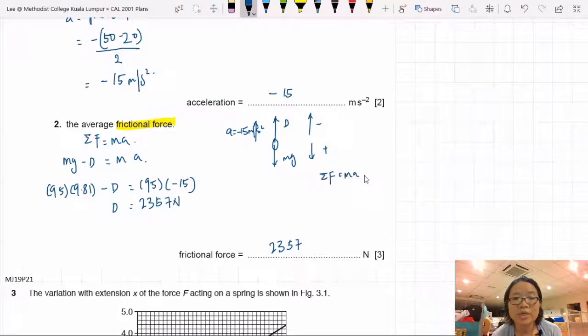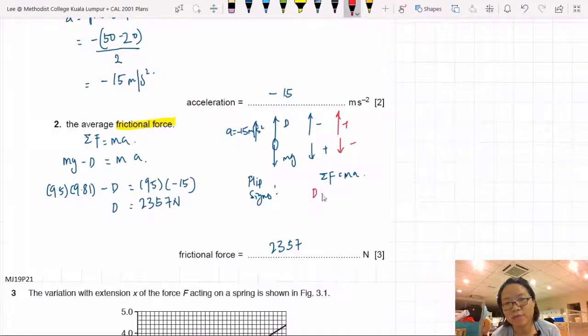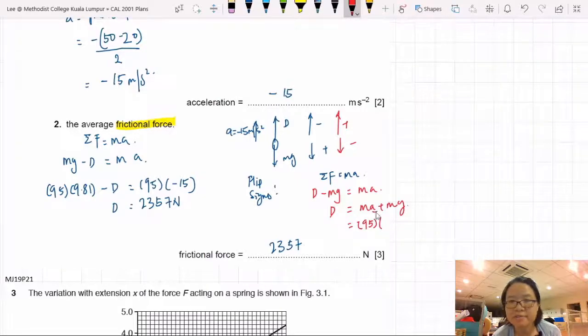Anyway, let's say you use F equals ma, but you flip the signs, meaning you take up as positive, down as negative. So you have d minus mg equals ma, so d will be ma plus mg, which is 95, my bad, I don't know why I keep thinking he's 75. And then the a and g, 15 plus 9.81, because we're treating upward as positive. You get the same answer, okay?